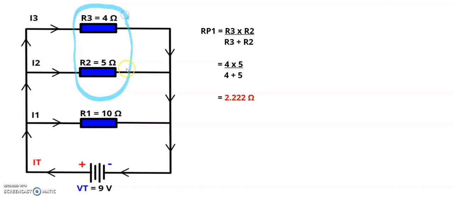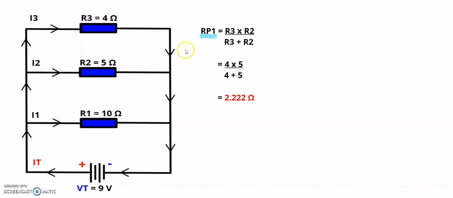The first two resistors that I'm going to concentrate on will be R3 and R2. R parallel 1 is equal to R3 multiplied by R2 over R3 plus R2, which will give me 4 multiplied by 5 over 4 plus 5, which will give me a resistance for those two resistors of 2.222 ohms, which means those two resistors now become R parallel 1.